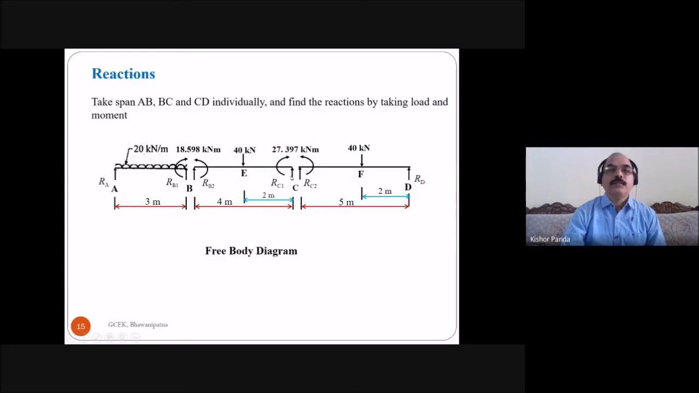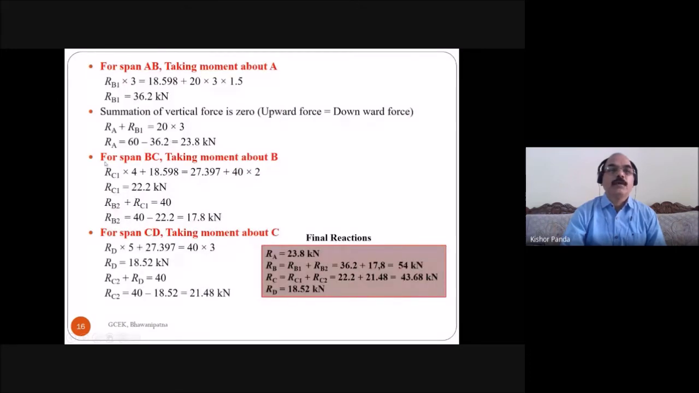Similarly, take span BC and take the moment about the support B. Here also you have to take RC1 into 4 anti-clockwise, and this moment is also anti-clockwise. RC1 into 4 plus 18.598 is equal to 40 into 2 clockwise, and this is clockwise, plus 27.397. So RC1 into 4 plus 18.598 is equal to 27.397 plus 40 into 2. Then after simplification, RC1 is equal to 22.2 kilonewton.